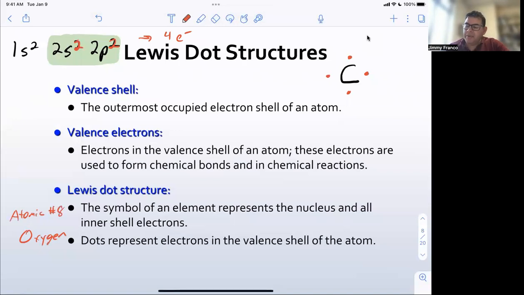All right, so go ahead and pause the video, and you're going to do 2 things. Draw the electron configuration, and then draw the Lewis dot structure. All right, go ahead and give it a try, and then we'll do it together.